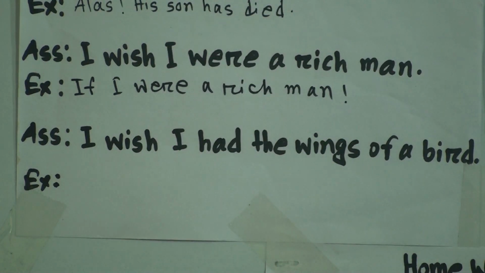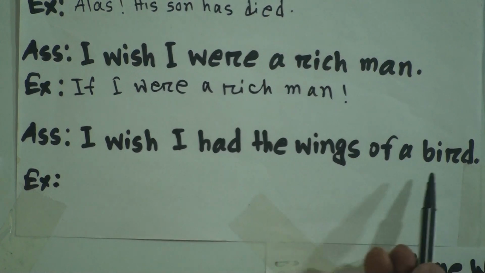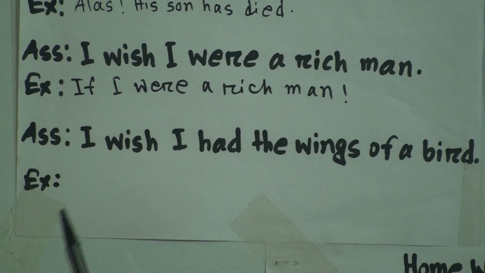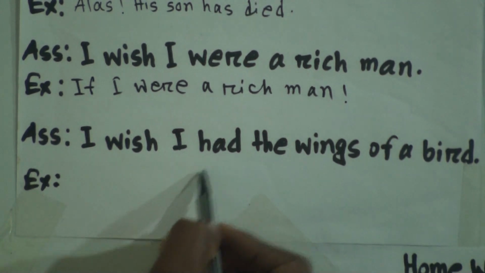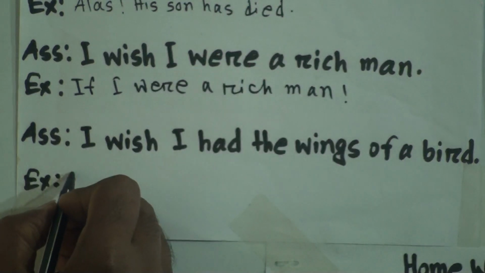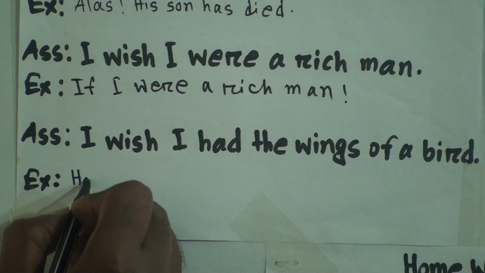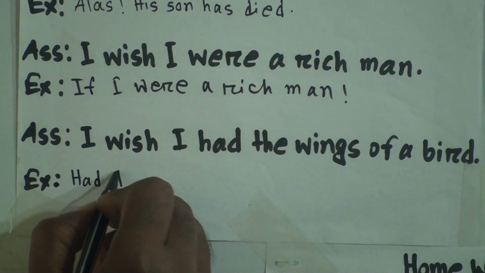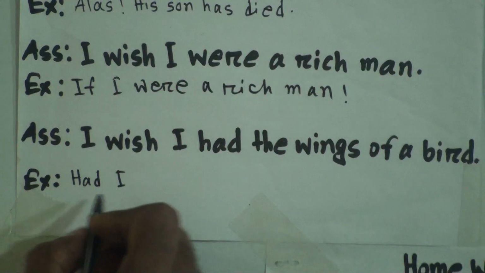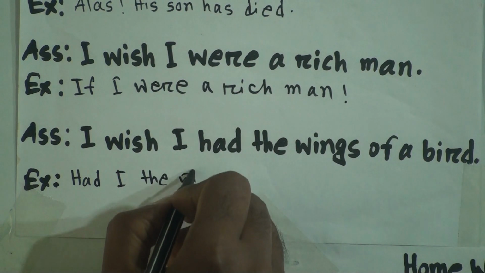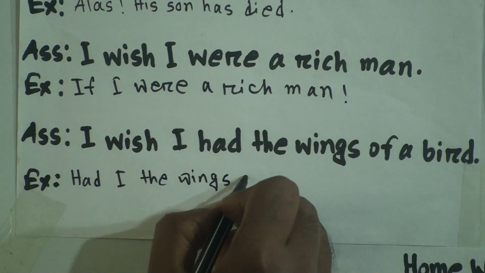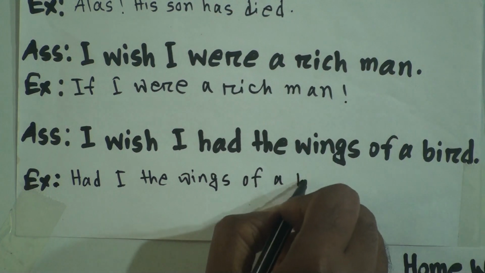Next, I wish I had the wings of a bird. Look, I wish I had the wings of a bird. Here we will use had first. Then had, I, the subject, and the rest part: had I the wings of a bird.